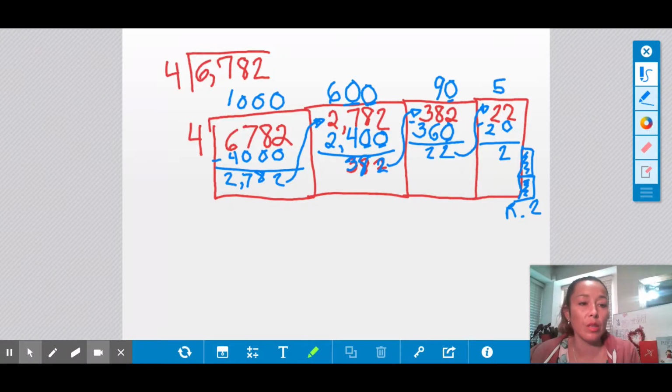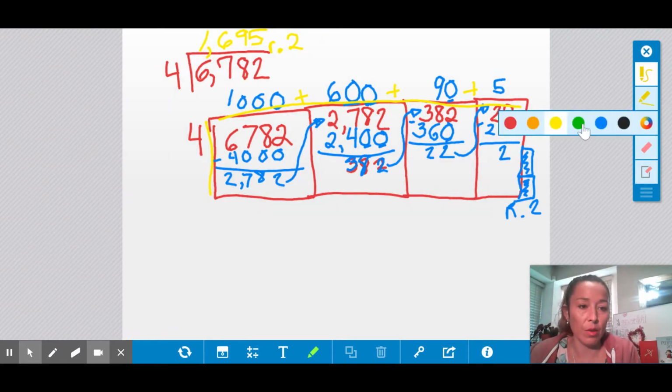All right, and our quotient is, of course, an area model. It literally says width times length. So our length up here is our quotient: 1,000 plus 600 plus 90 plus 5. 1,695. I love when you read numbers in expanded form, it almost always tells you what the number is. 1,695, remainder 2. Wow, we did a 4-digit division problem using area models, just subtracting inside of the area model to see what's left.